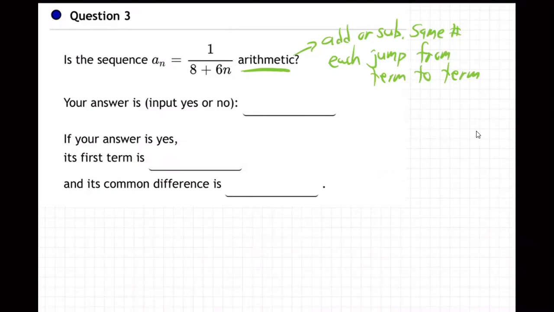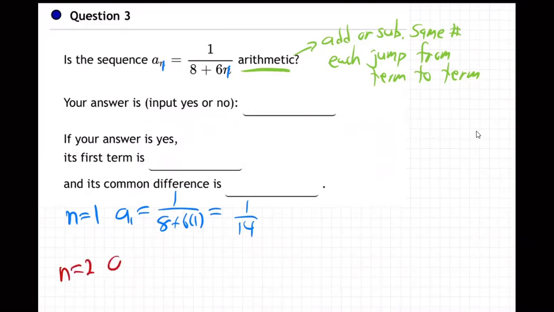We have to come down here and go, okay, I'm going to plug in n equals 1, find out what a sub 1 is. Put in a 1 for n there and there. What do you get? 1 over 8 plus 6 times 1, which is 1 over 14. Okay. And now try plugging in n equals 2. What do we get? A sub 2, plugging in a 2 here and a 2 here, is 1 over 8 plus 6 times 2. 1 over 8 plus 12. 1 over 20.